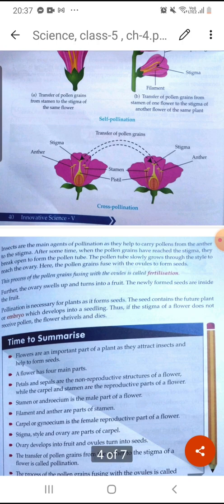Thus, if the stigma of a flower does not receive the pollen, the flower dies, or no pollination will occur there.